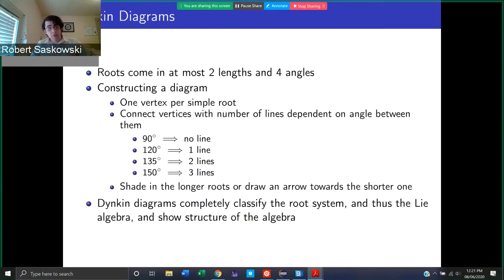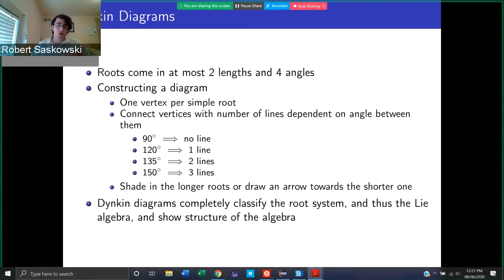Now, once we have the roots, we can assemble them into Dynkin diagrams. It turns out that you can prove that the root vectors are going to come in at most 2 lengths and 4 angles. So we can construct a diagram by starting by putting one vertex for each simple root. And then we can connect the vertices with some number of lines that depends on the angle the root vectors make with each other. If it's a 90-degree angle, then we don't put a line. 120 degrees, we put 1 line. 135 degrees, 2 lines. 150 degrees, 3 lines.